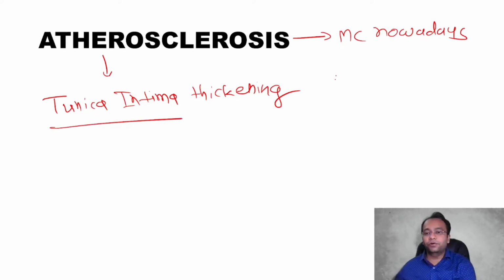Tunica intima is the first layer of blood vessel. Suppose this is your blood vessel, then this is the tunica intima. It is an endothelial lining. Sorry, tunica intima. All right.